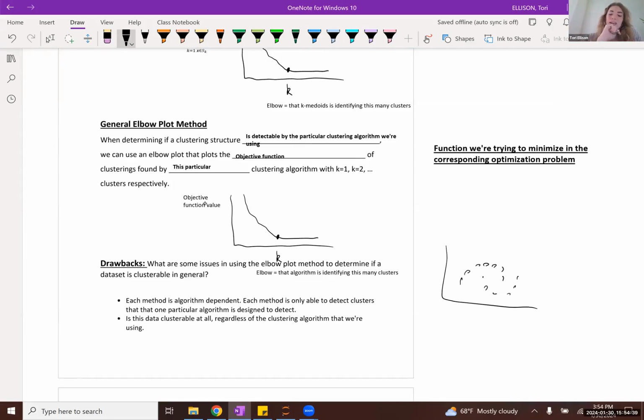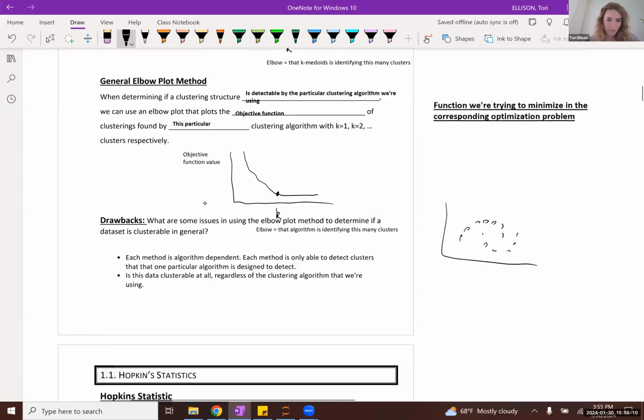So by simply bounding ourselves to a given clustering algorithm to detect the clustering structure, it's possible that we may not know the best clustering algorithm yet to detect this structure. So we'd like to identify an evaluation metric which is independent of one particular clustering algorithm, that can identify whether a data set is clusterable just in general, regardless of the algorithm that we're using.